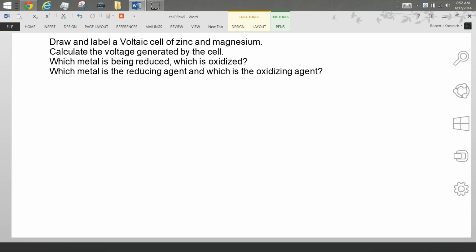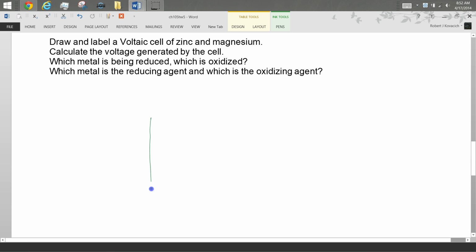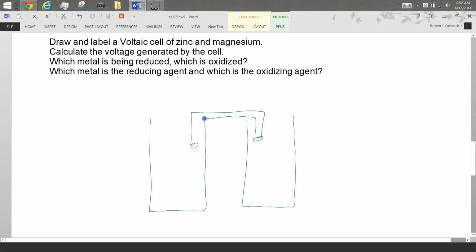So I want to make a battery here, and it's a zinc magnesium battery, and calculate its voltage and talk about oxidized and reduced. Okay. So I will draw a beaker, and I'll draw another beaker, and I'll draw a salt bridge, and I'll just put, I don't know, potassium chloride inside of the salt bridge. And I got a liquid level here. And what do I got? Magnesium, and I got zinc.